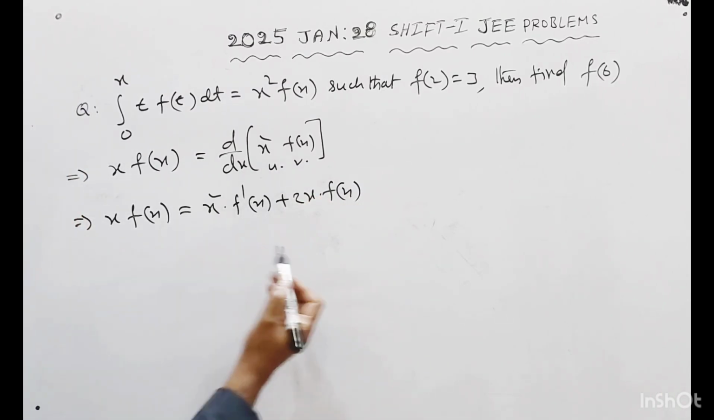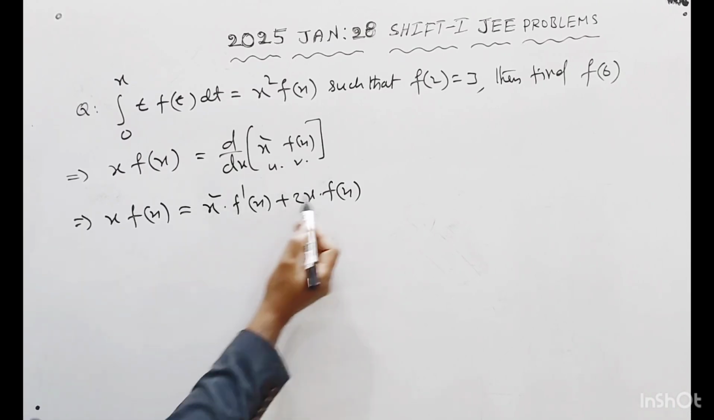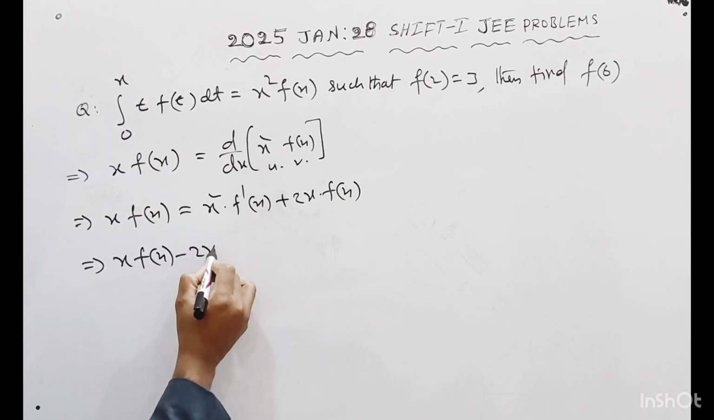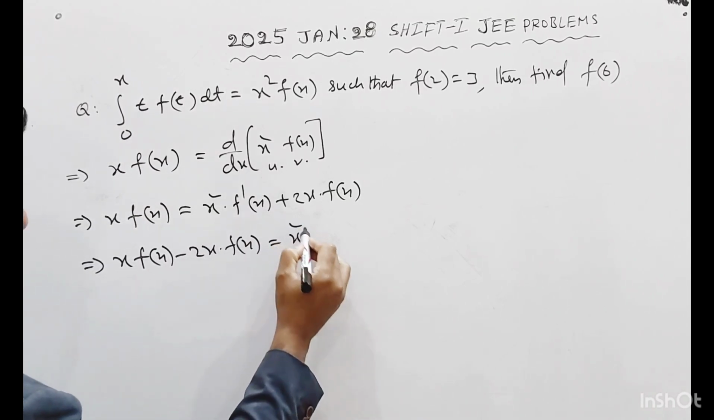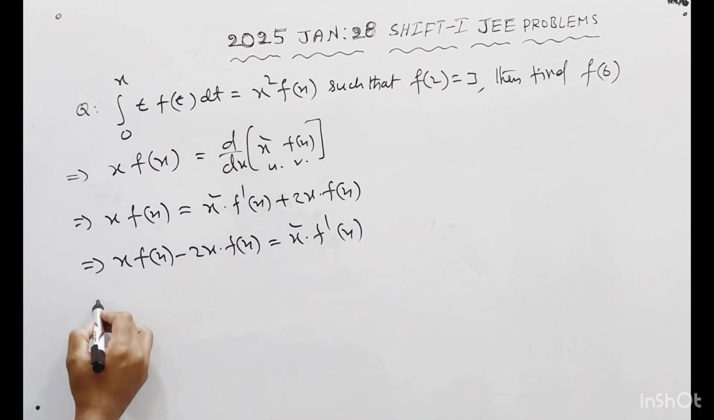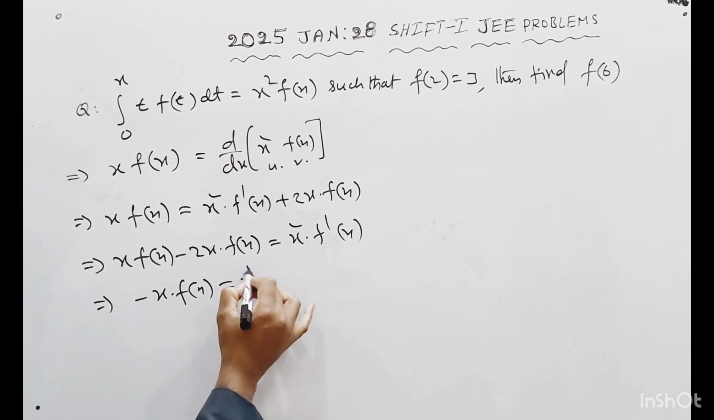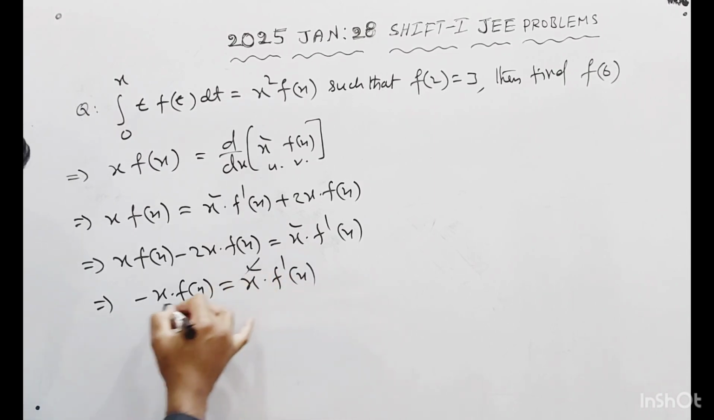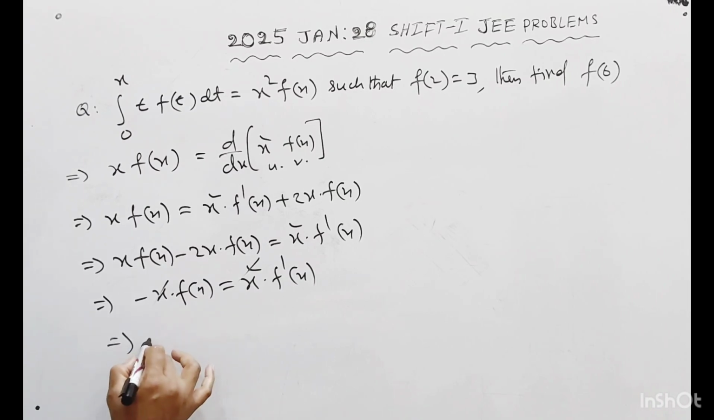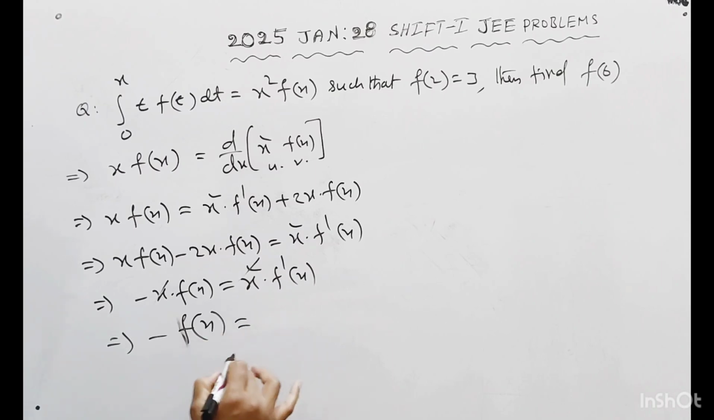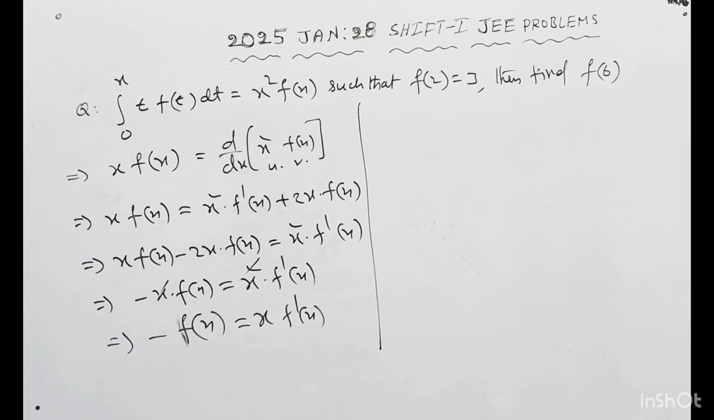Then you see that these both are like terms. Bring this value this side so that you will get x into f of x minus 2x into f of x is equal to x square into f dash of x. After simplification, you will get minus x into f of x, that is equal to x square into f dash of x. Then we can cancel one x here so that you will get minus f of x is equal to x into f dash of x. Then you bring this x value this side, take f of x to this side.